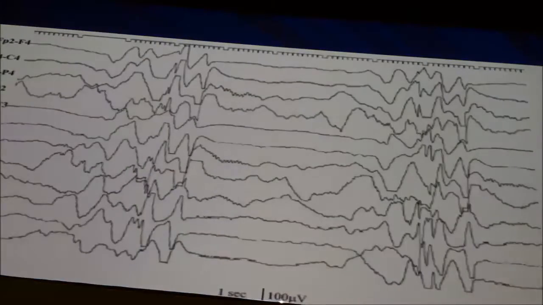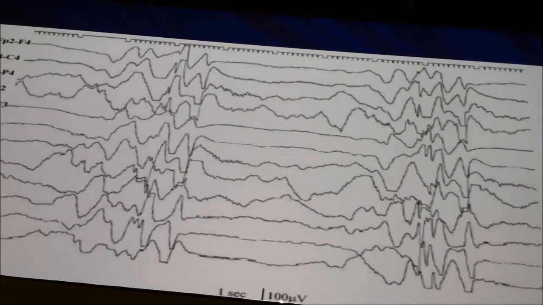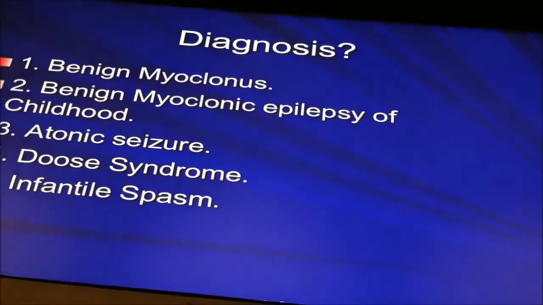Okay. And during the spell, we did an EEG, during the attack, and we had this EEG. Look here, and all of a sudden, it is attenuated. Then you have another one here. Your differential diagnosis is benign myoclonic epilepsy of childhood, atonic seizure, Doose syndrome, infantile spasms.